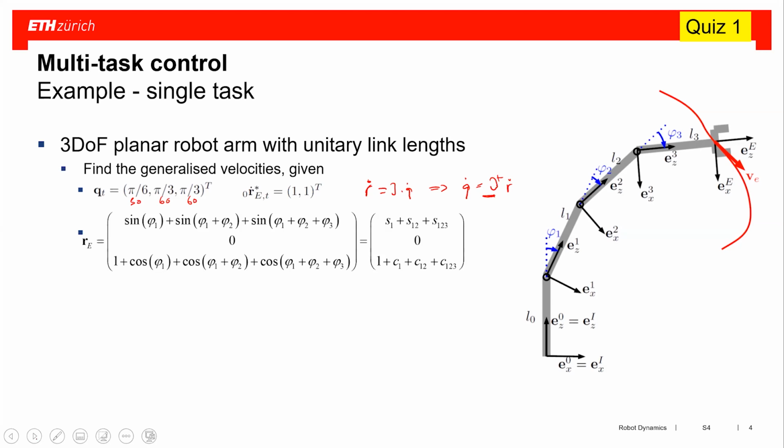So we start to figure out the end effector position as a function of phi1, phi2, and phi3. We did this already several times, so I think I don't have to dive too much into detail. So we have always the L times sine component in x direction, and we have the L times cosine component in y direction.